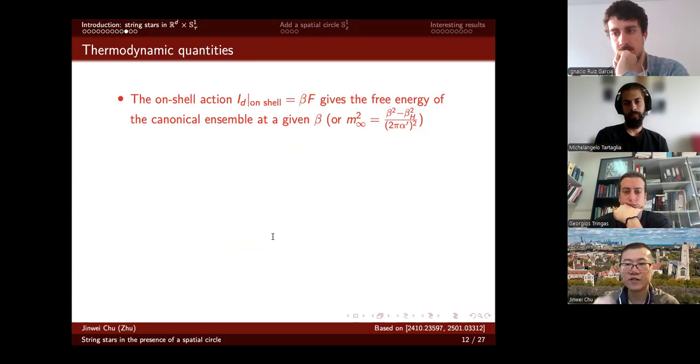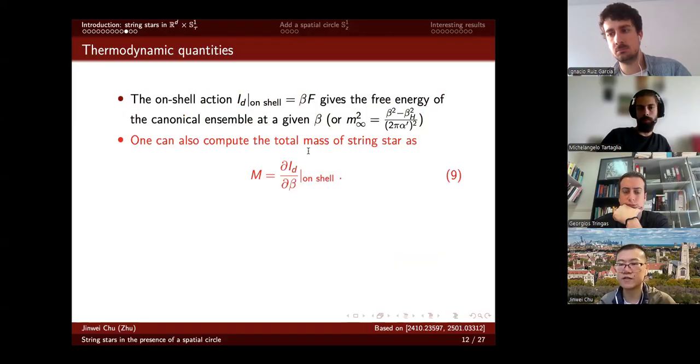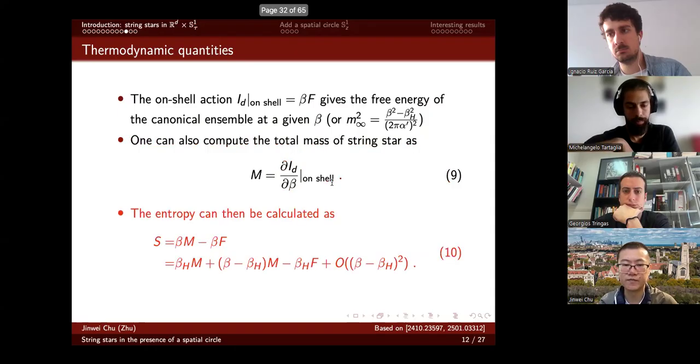We can also calculate some more thermodynamic quantities of the string star. So for the canonical ensemble at the temperature beta, we can calculate the free energy by plugging the solution in the action, which gives the on-shell action. We can also calculate the energy or the total mass of the string star by first taking the derivative of the off-shell action and then taking it on-shell. Finally, we can use beta, m, and f to calculate entropy.